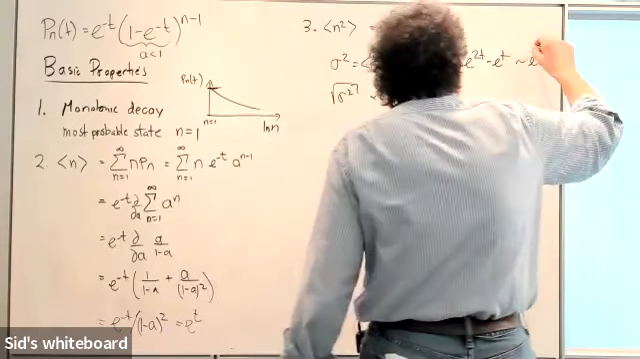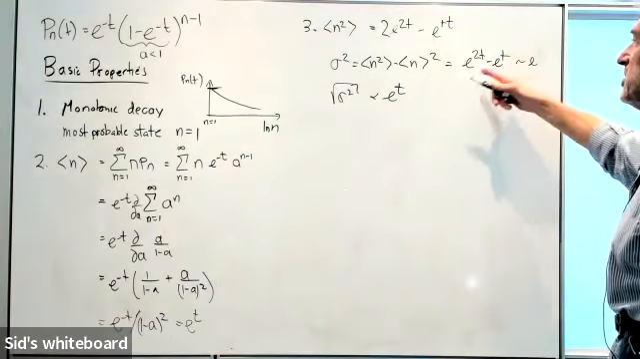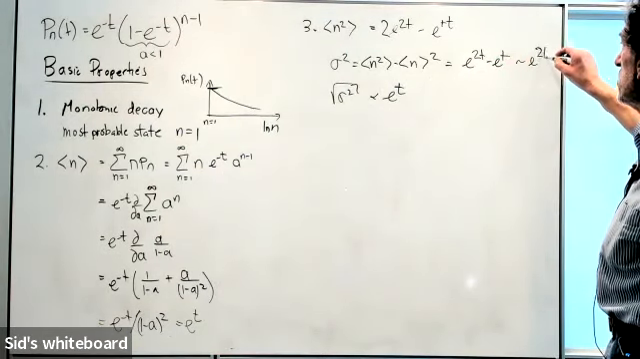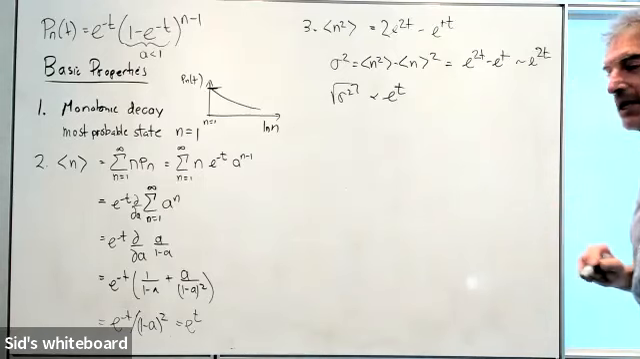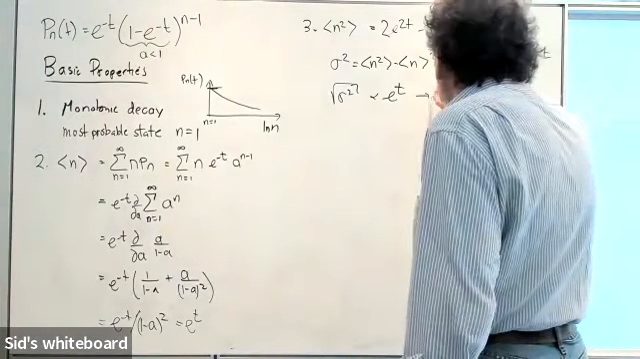Sorry, I made a mistake here. I'm neglecting e to the t with respect to e to the 2t, so the variance is e to the 2t. I take the square root, and the standard deviation is e to the t. So the point here is that the width is of the order of the average value. And what this means is that we have a wide distribution.